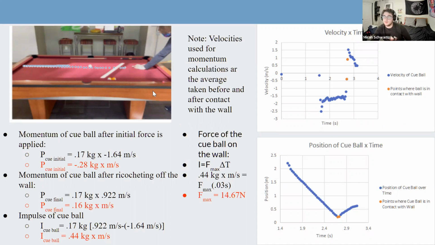Using that, because the definition of impulse is that it's the maximum force multiplied by the change in time, we can see from the graphs on the right-hand side that the ball was in contact with the wall for about 0.03 seconds. So using that change in time and the impulse that we had just found, we can find that the maximum force that the ball exerted on the wall was about 14.67 newtons.